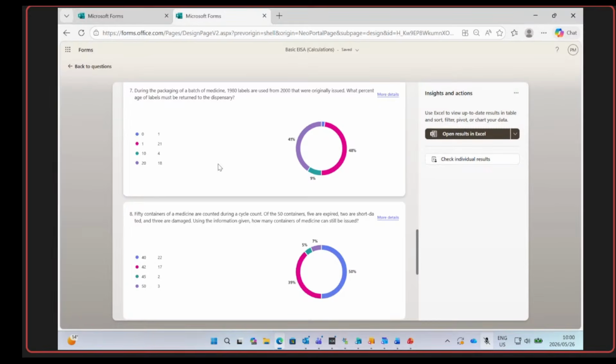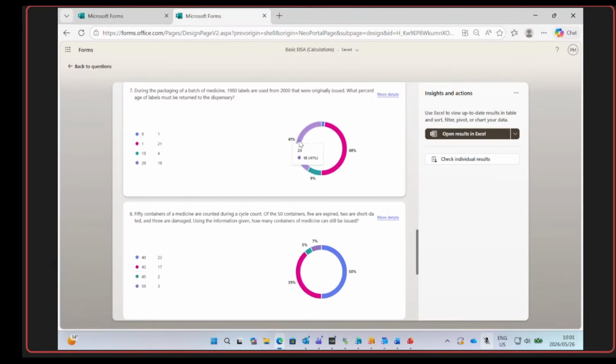And the answer will be 1%, which is option number 2. And the majority of you got that right. But when I say majority, it's only 48%. I see a lot of people have just put in the number. 18 of you have said 20. 20 labels were returned, but that is not a percentage of the labels. That is the number of labels.